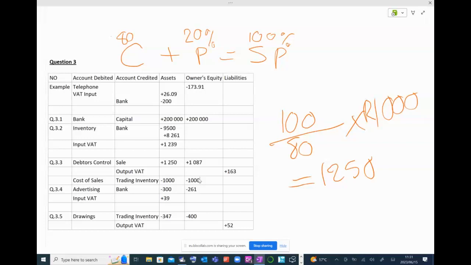Okay, that shouldn't be too hard. Advertising is obviously negatively affecting owner's equity. Bank is an asset, it's decreasing. And then input VAT is obviously an asset, and that is increasing. Everybody happy so far? No? Yes?